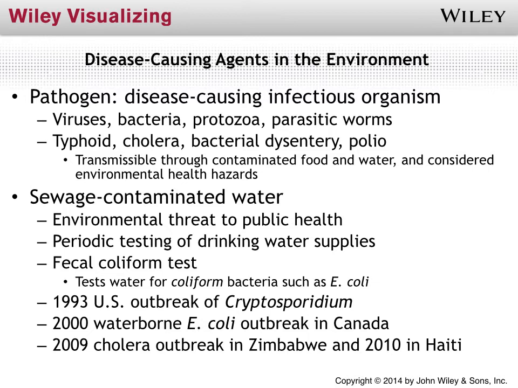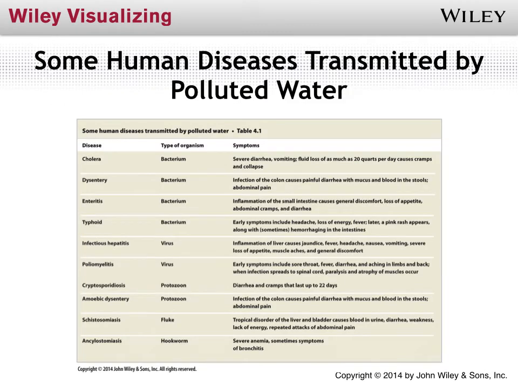The same lakes and rivers that they bathe in, that their cattle use, and that toxins are dumped into from production or from agriculture. So table 4.1 just lists some of the most common diseases that are affecting humans that are transmitted by polluted water, the type of organism that spreads that disease, and some of the symptoms associated with that disease. Cholera, the biggest one probably worldwide.